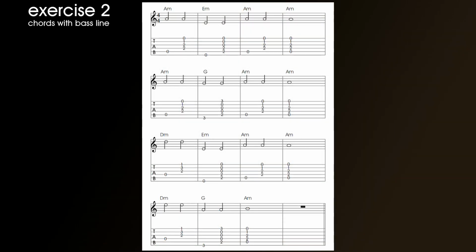For those of you who want something a little more challenging, here's exercise 2 again at 110 beats per minute with a 2-bar introduction. However, if this is too fast for you, don't worry, just move on to the next exercise.